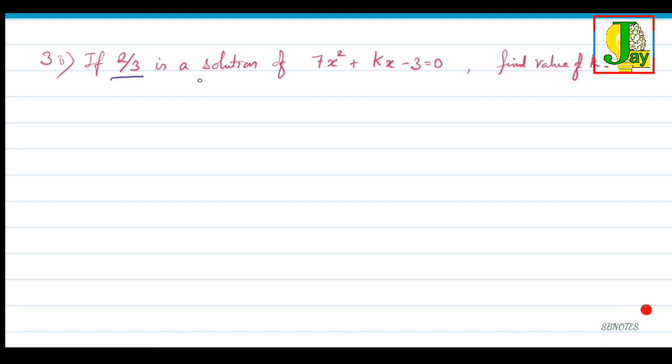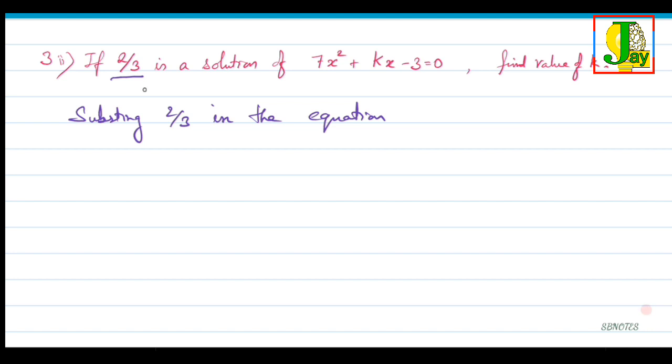In this question, 2/3 is a solution for the given equation. This is the solution, it is already given, and you have to find the value of k. So when 2/3 is a solution, substituting 2/3 in the equation, since this is a solution, this has to be equal to 0.